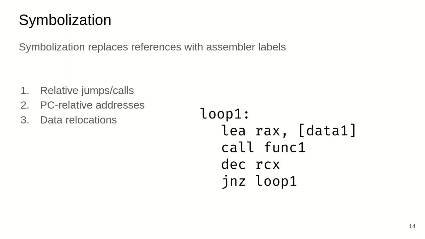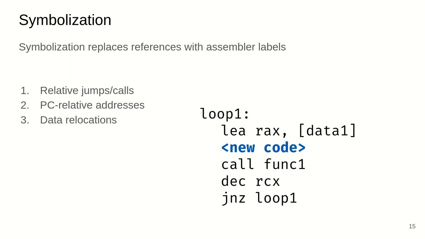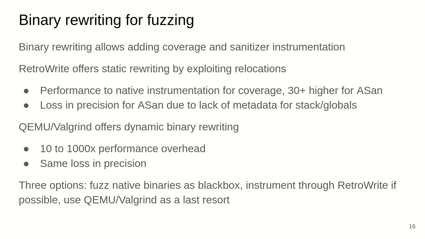And now, after we have completed all of these changes, this is code that can easily be reassembled, and it can also be changed. So now we can perfectly add new code somewhere in the middle to carry out the necessary instrumentation, and this can be perfectly reassembled later. So binary rewriting allows adding coverage and sanitizer instrumentation. RetroWrite, as we discussed, is a tool for static binary rewriting that exploits the information from relocations. Performance is close to native instrumentation for coverage and about 30% higher for ASAN. There's a loss in precision for ASAN due to the lack of metadata for stacks and globals and whatnot.